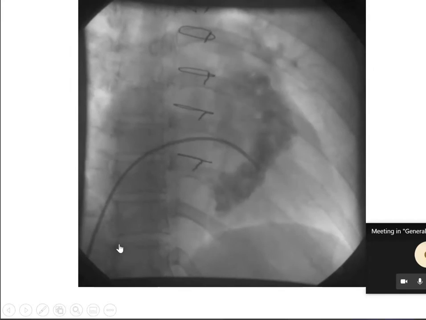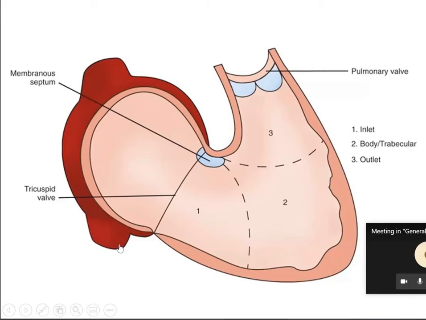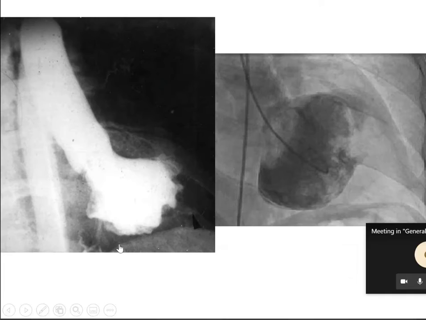Then they will ask you, what are the three parts of the right ventricle? Inflow, inlet, outlet, and the muscular parts. Here, which will be obliterated? The body, muscular parts, sir. The trabecular part will be obliterated. Okay.